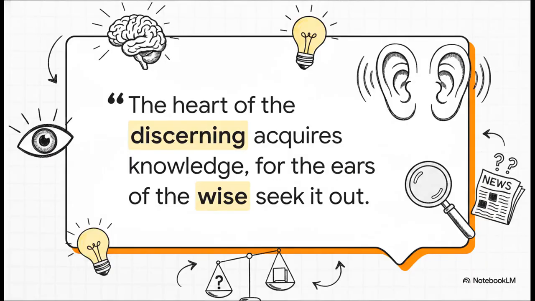Listen to this piece of wisdom for a second. The heart of the discerning acquires knowledge. For the ears of the wise seek it out. Okay, let's dive into this, because building media literacy and spotting bias is exactly what it means to be wise and discerning. A really wise reader doesn't just glance at a picture, right? They actively ask, what is this image trying to make me believe? And today, we're sharpening those exact skills.